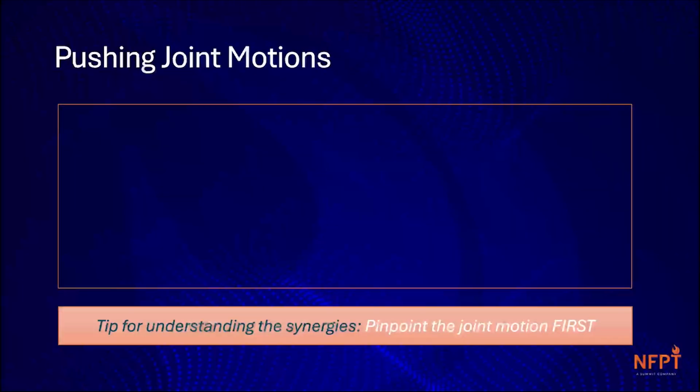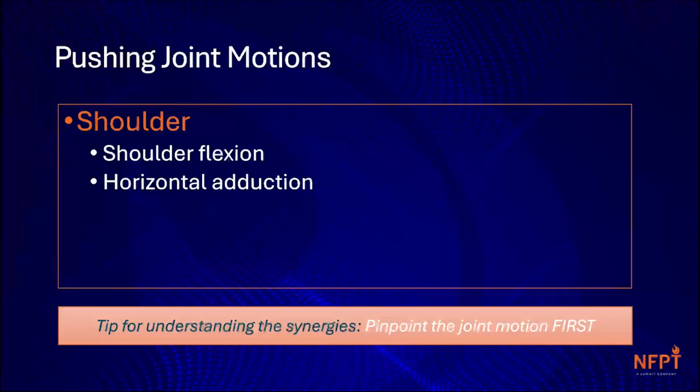All right. Let's dive into the joint motions involved in pushing. First, we have 2 joint motions to look at. So, if you're given a question on the exam about a pushing motion, pay attention to whether it's referring to joint motions of the shoulder or the elbow. At the shoulder, you have shoulder flexion and horizontal adduction. So, shoulder flexion is when your arms raise up.